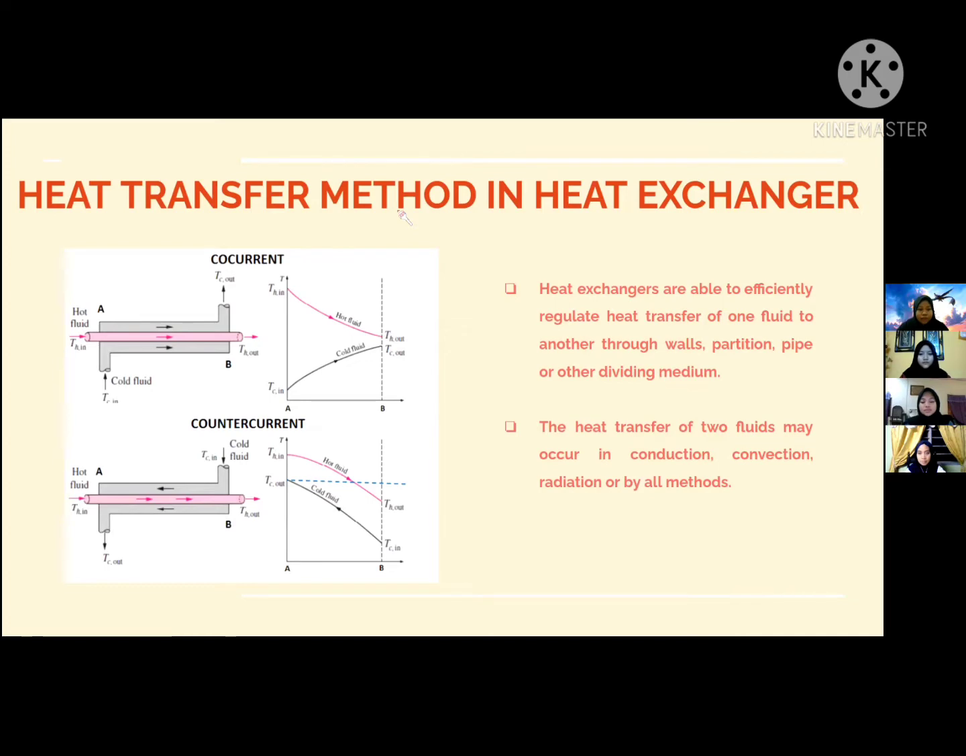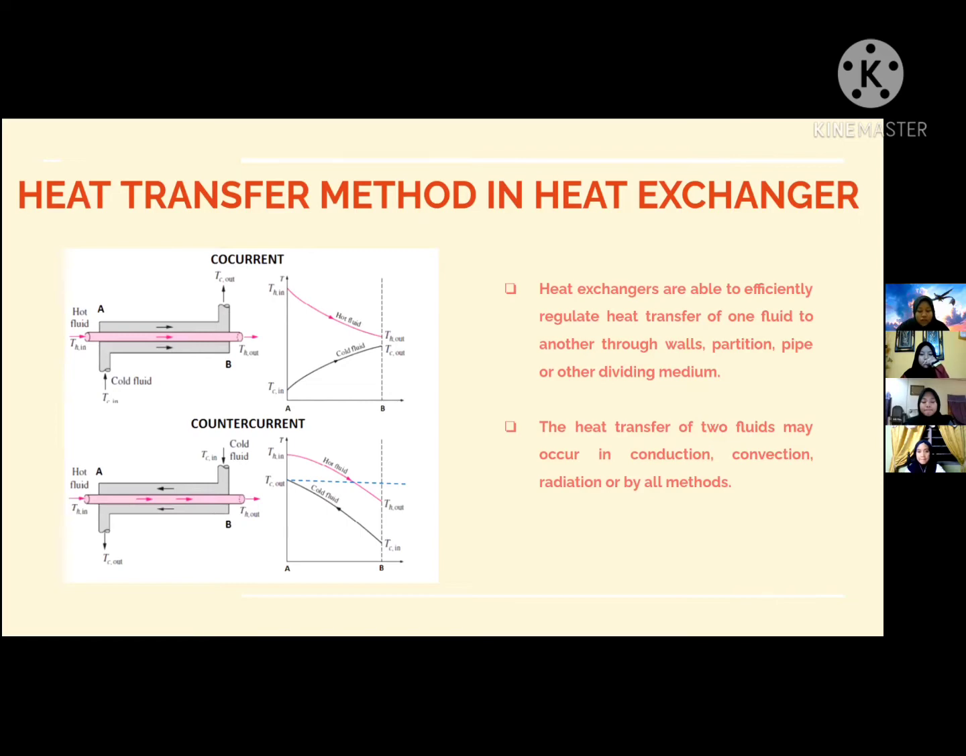Co-current happens when two fluids of different temperature move along in the same direction, which is parallel, and counter current flow happens when two fluids of different temperature move in opposite directions. So heat exchangers are able to efficiently regulate heat transfer from one fluid to another through a wall, partition, pipe or other dividing medium. The heat transfer of two fluids may occur by conduction, convection, radiation or by all methods.